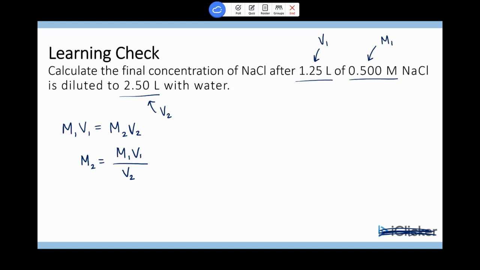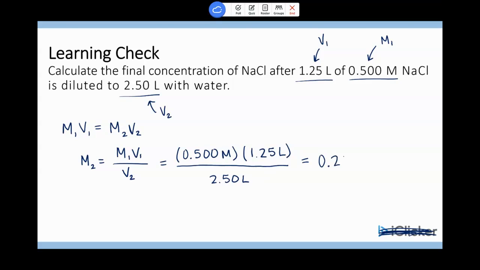And we have all of the values on the right side of that equation, so we just plug them in. M1 is original molarity, 0.500 molar. V1 is the volume of that solution that's getting diluted, 1.25 liters. And then V2 is our final volume, 2.50 liters. Solving for M2, our final concentration is 0.250 molar.